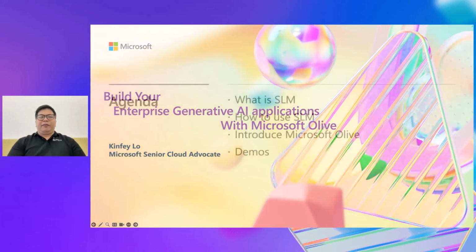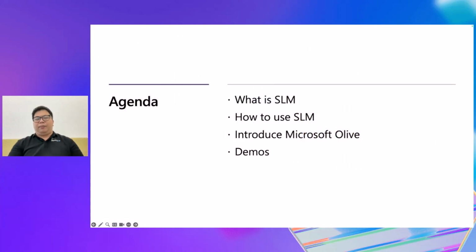Let's go. This is the agenda. I will talk about 4 topics. The first topic is what is SLM. The second topic is how to use SLM. The third is to introduce Microsoft Olive. I love Microsoft Olive because it is a very good tool to fine-tune SLM models and deploy models, and of course it can help you convert models to deploy on different edge devices. The last thing, I think you will love, is the demo. So these are the 4 topics.